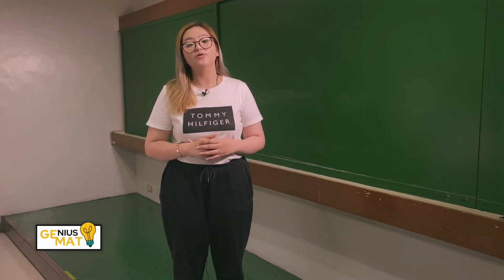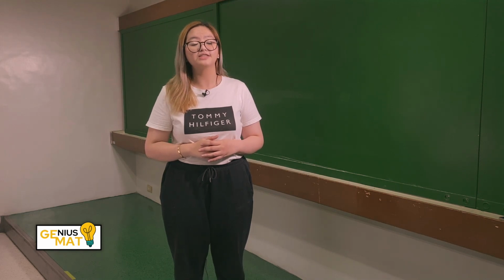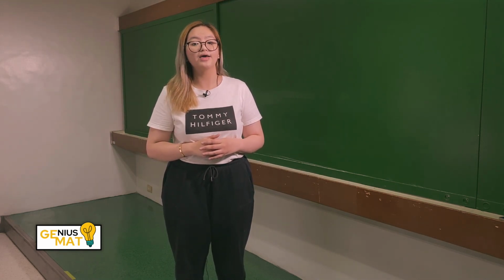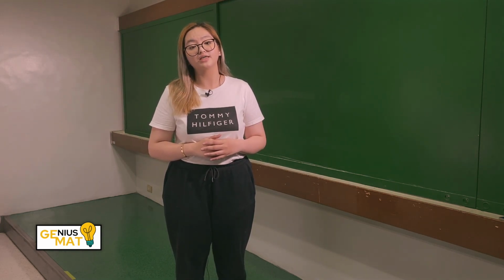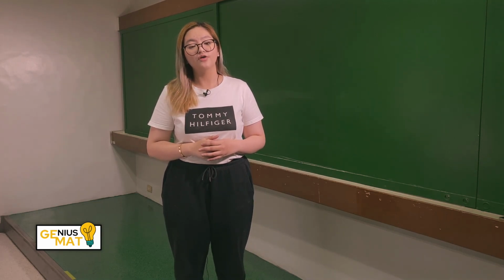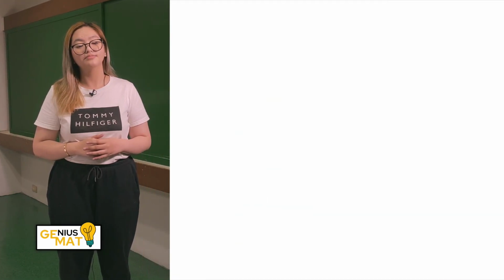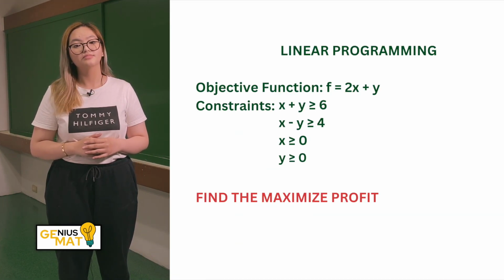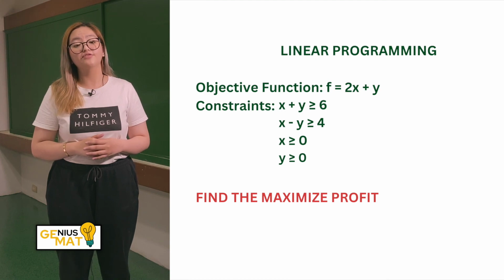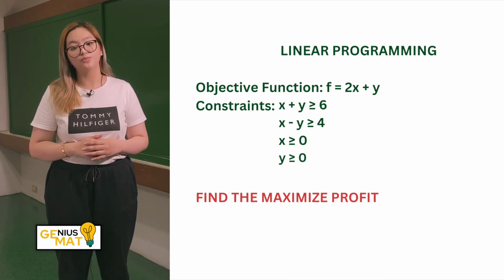A standard form of a linear programming problem is f(x) = x + y or f(x) = x - y. To solve, first we must identify the objective function, which in our case is f(x) = 2x + y.